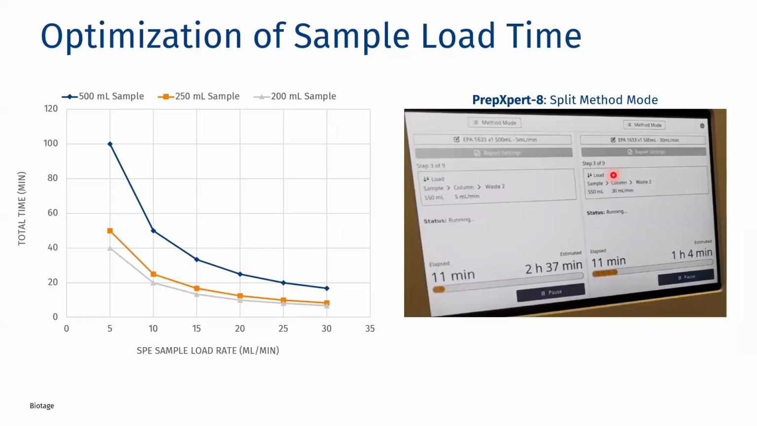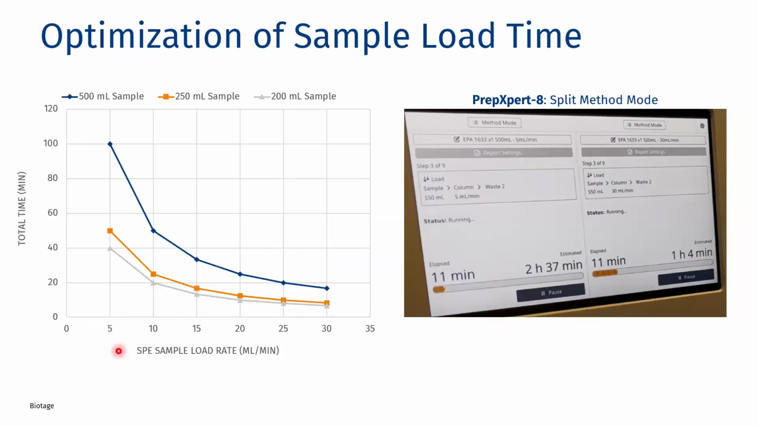So optimizing sample load rate is very important if you want to improve your efficiency. And you can see from here, I have created a chart. The blue line is for 500 mil sample volumes, the orange is 250 mil sample volumes, and the gray is 200 mil sample volumes. And on the x-axis, we have the sample load rate in mils per minute. And then on the y-axis, we have the total time. So this is just loading your sample through the SPE cartridge by itself. That's the time it takes.